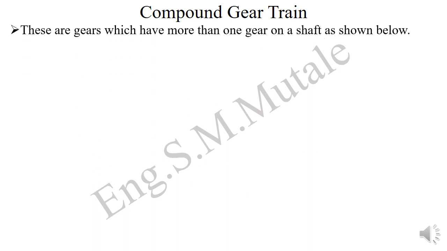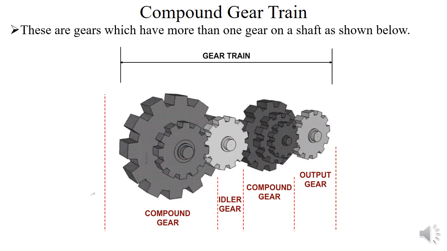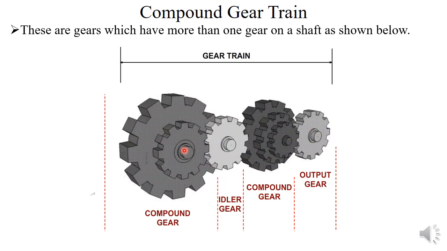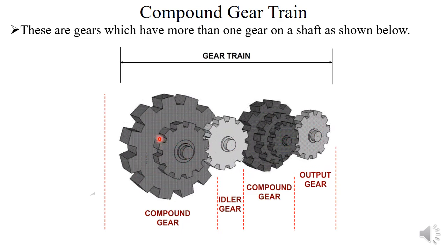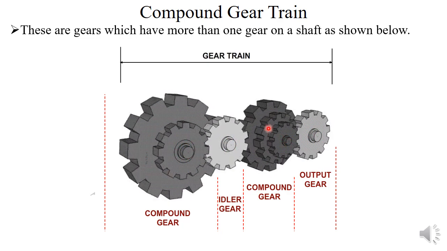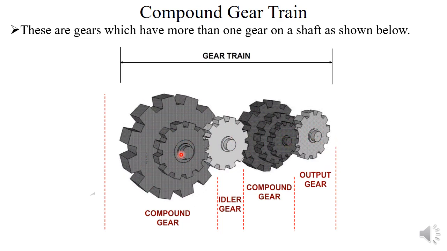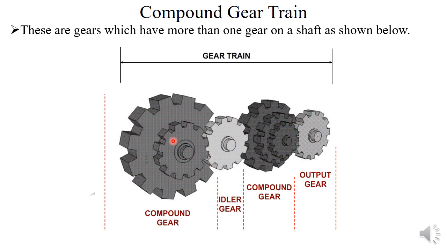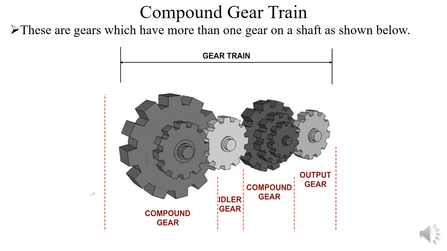Compound gear trains are basically gears which have more than one gear on a shaft, as shown there. As you can see here, we've got some gears, which are these. On this one, there is a shaft. Attached to this shaft are two gears, this gear and that gear. For this one, the same thing: you've got that shaft, and three gears attached there, though these are simple gears. So if you have a shaft and more than one gear on a shaft, such a gear is called a compound gear. Okay, so we're going to discuss this and how to do the calculation.